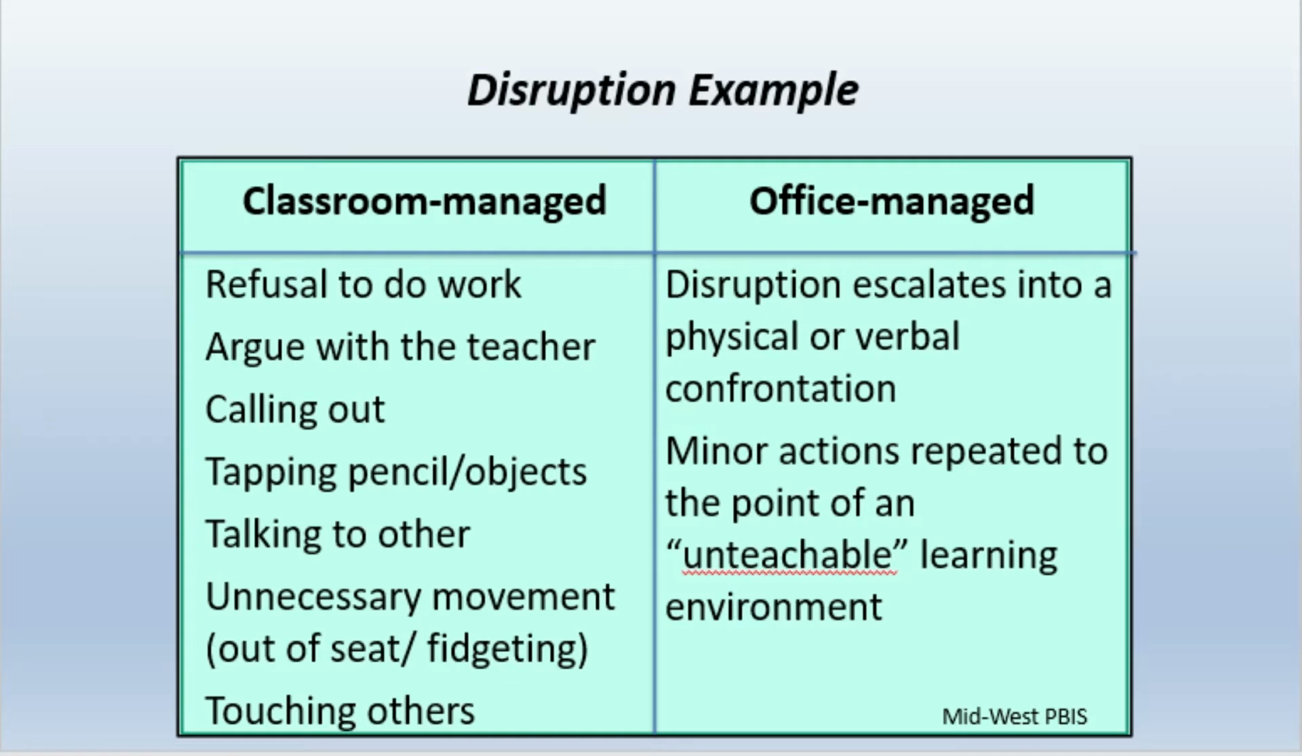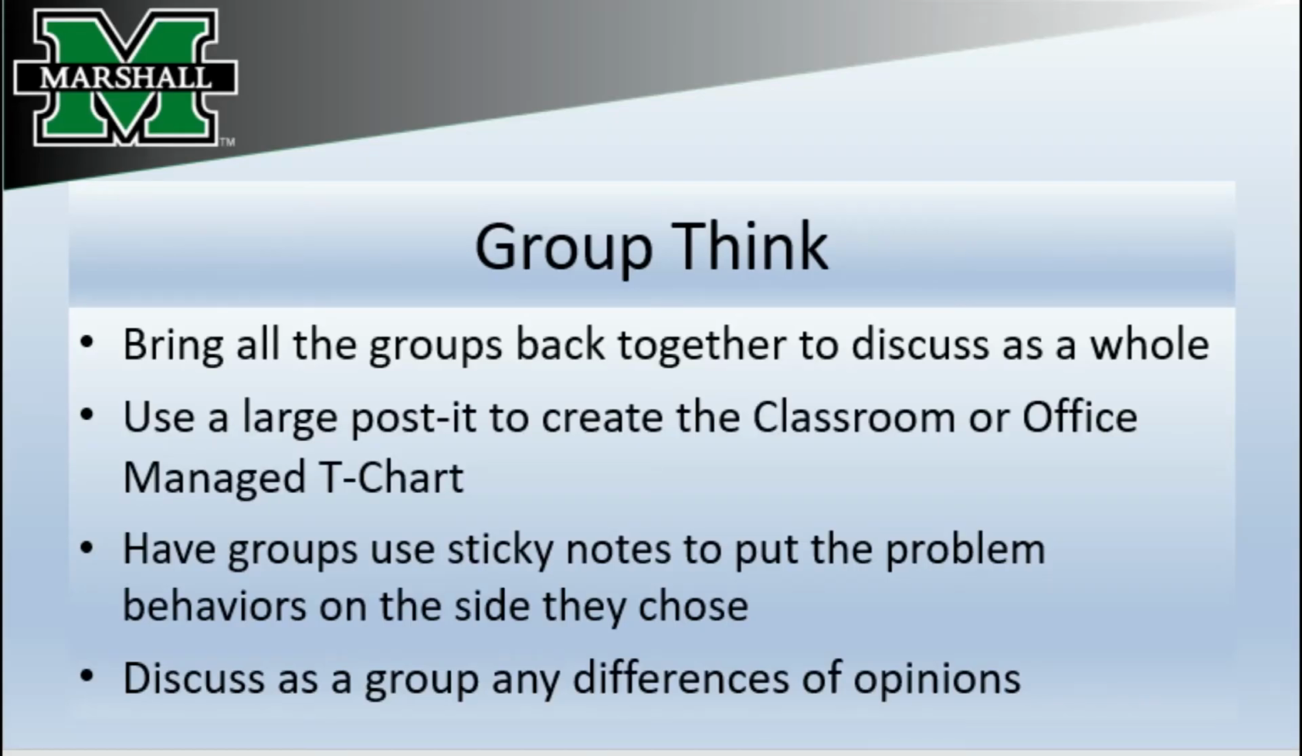You may laugh, but some teachers would send students to the office for calling out, arguing with them, touching each other, getting out of their seat and fidgeting. You need to encourage your staff to take time to create their own T-chart list for disrespect, disruption, and defiance. Once all the groups have completed their T-charts, you will need to bring everyone back together as a whole. You may decide how to do this part of the activity.